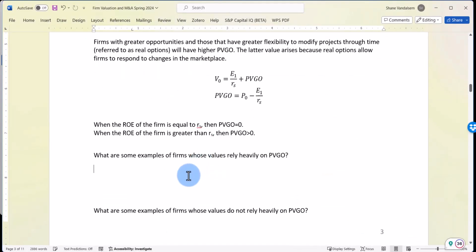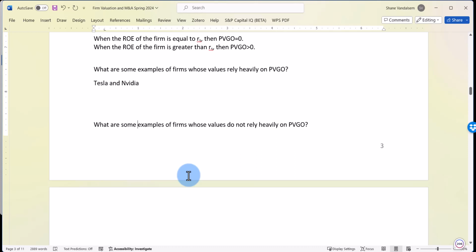So, what are some examples of firms whose values rely heavily on present value of growth opportunities? I showed you a couple there, Tesla and NVIDIA. What are some examples of firms who don't rely heavily on PVGO? Definitely Macy's, definitely Evergy, although those are not necessarily companies you want to invest in as a result of that. The other ones were companies like McDonald's and Coca-Cola, where some of their value does come from future expectations, but a lot of their value is based on the current operations of the firm.